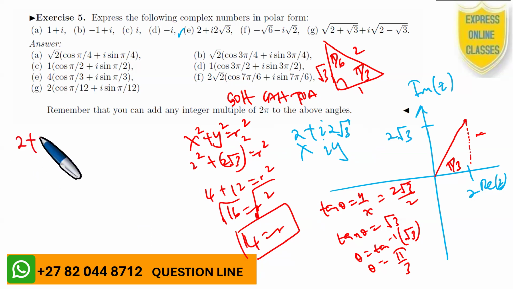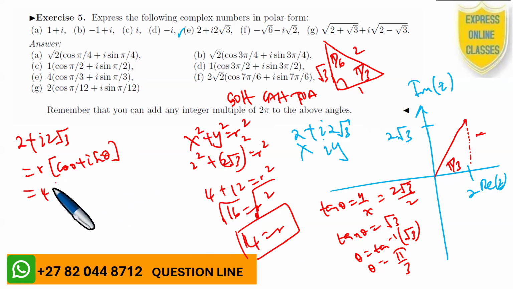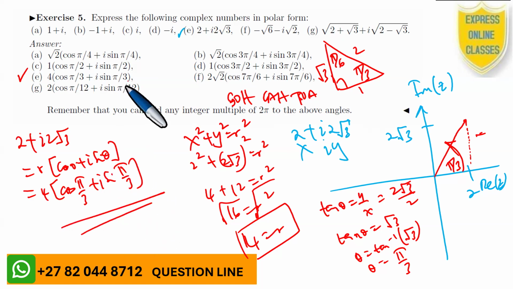Which means that you have 2 plus i, 2 times the square root of 3, which is r cosine theta plus i sine theta. r is 4. And the angle theta we've already seen is exactly pi over 3 measured in a counterclockwise direction. Plus i, the sine of pi over 3. So we have this exactly. Any question about this?